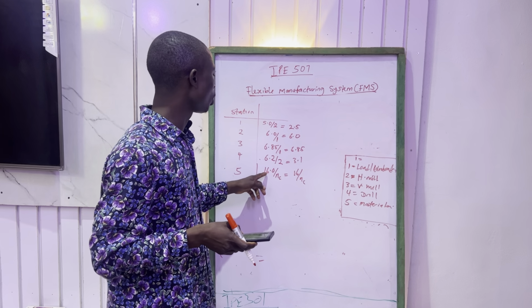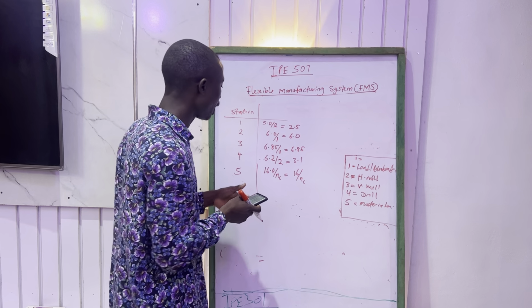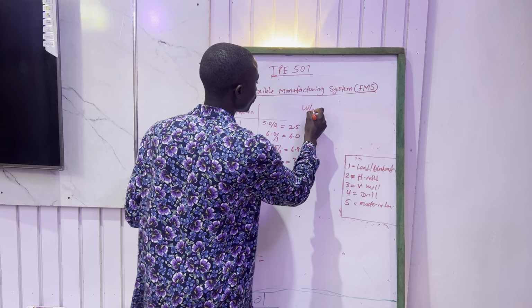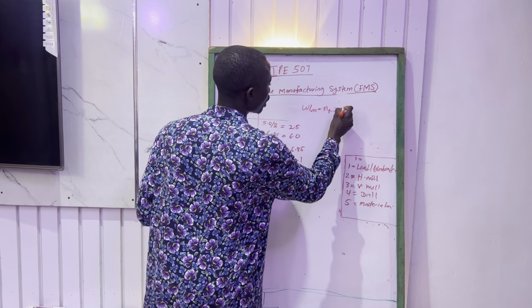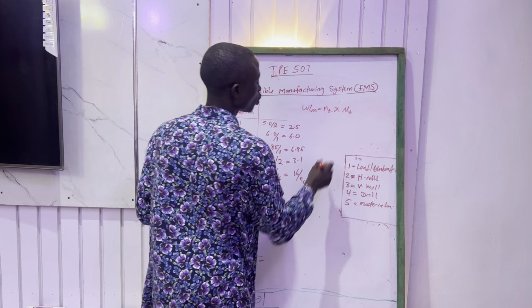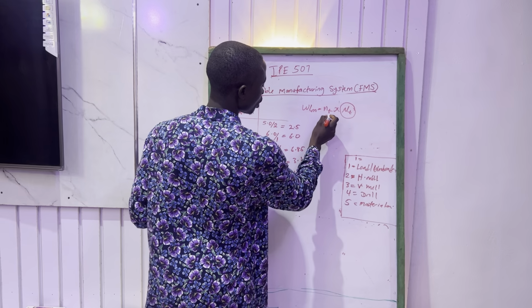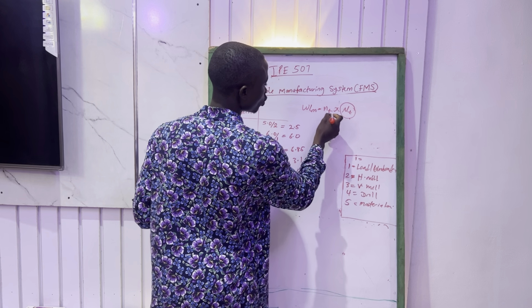We now have to get the WLI, the WLI for the material handling system. This is for the material handling system, which is what? WL for the material handling system, NT times mu T. So the mu T, we've been given this, and we find this.